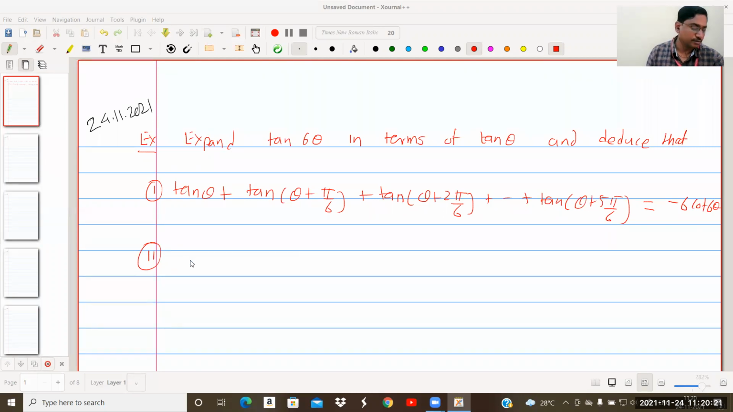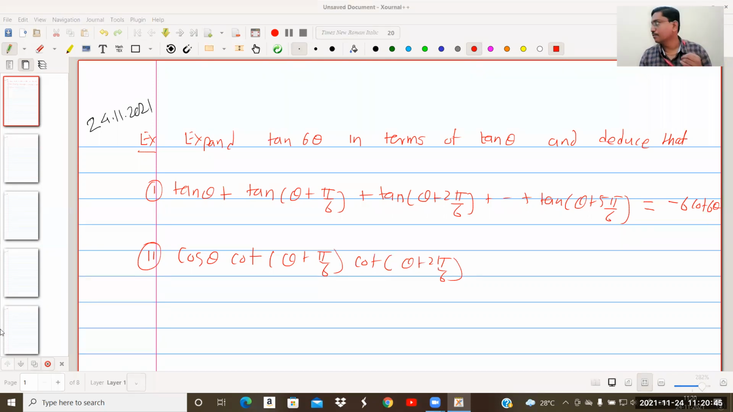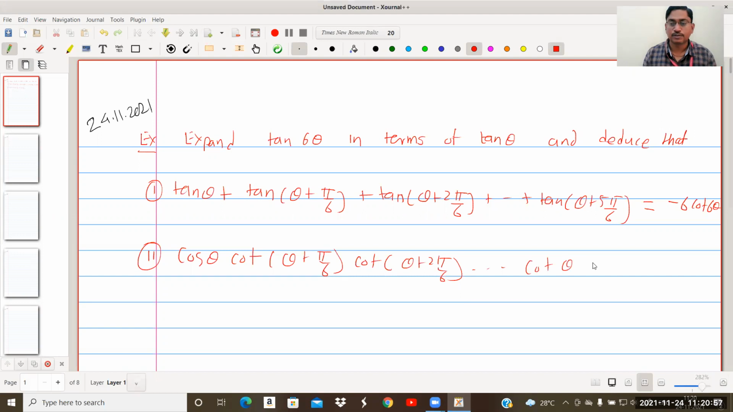Second, we want to show that cot theta into cot of theta plus pi by 6, cot of theta plus 2 pi by 6, dot dot dot, cot of theta plus 5 pi by 6 is equal to minus 1.